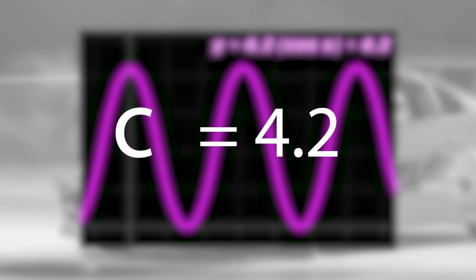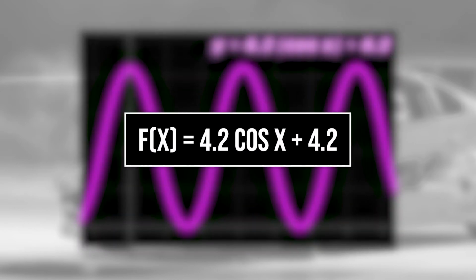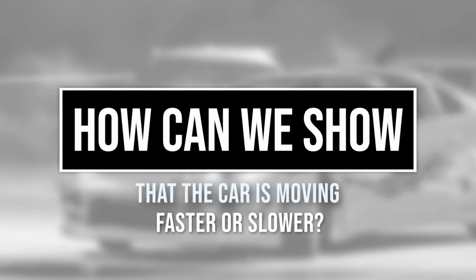A standard cosine function has a local minimum value of -1. However, it does not make sense for the piston position to be negative, because then it would be leaving the engine bay. The minimum value is 0. Since my amplitude is 4.2, the vertical translation or c value is 4.2 units up. Putting this all together, the function of a piston in my Ford Focus SVT is f of x equals 4.2 cos x plus 4.2. Now that we have set up our parent function, how can we show that the car is moving faster or slower?